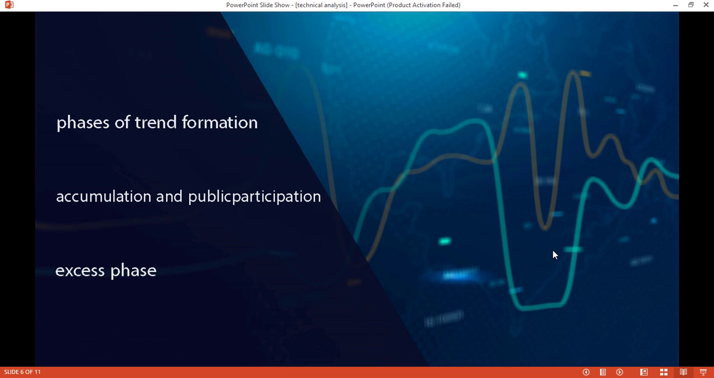These are the three parts of the formation of a trend, three phases of the trend, I mean, that it's good to know about this subject. Okay, let's continue.